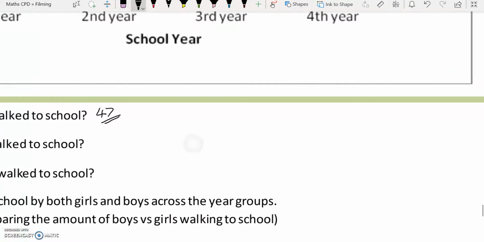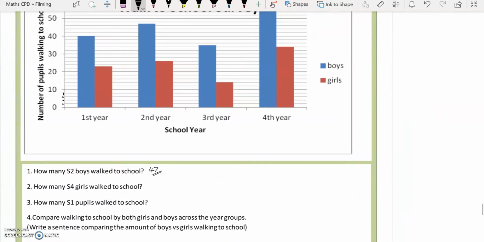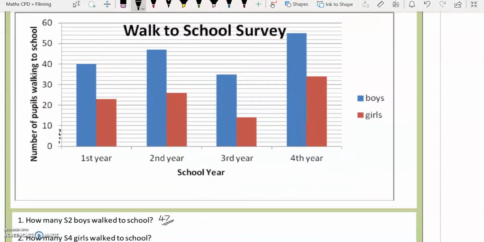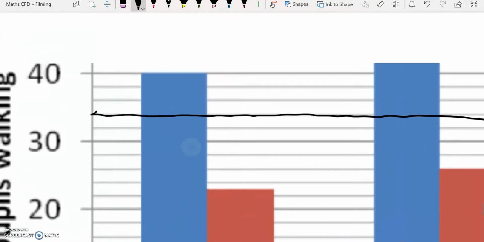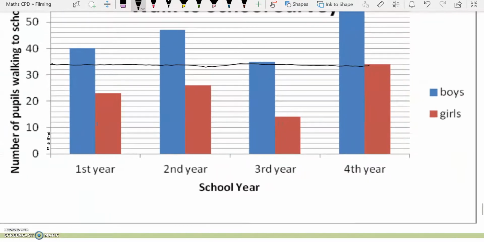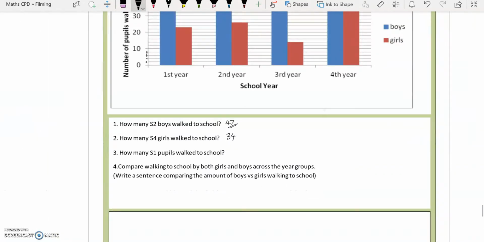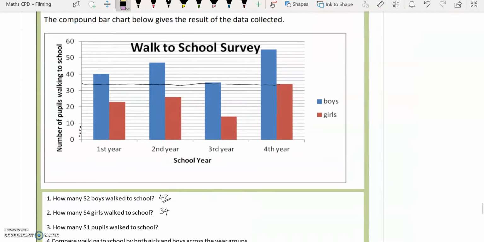How many S4 girls walked to school? So we're looking at the red girls in S4. So we have a look here. So we're looking at this section here. And this is a wee bit more awkward, so we might need to read across. I'm just reading across to see what value this is. I'm not doing it very well. Okay, so we're at this point here. So that's 32, it's 34. So 34 girls walk to school in S4. Just going to rub that out there.